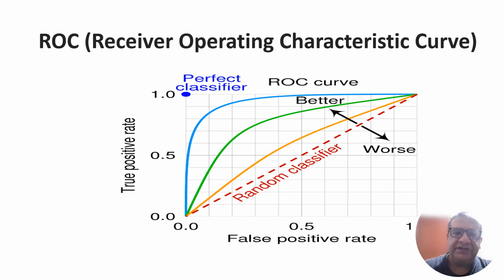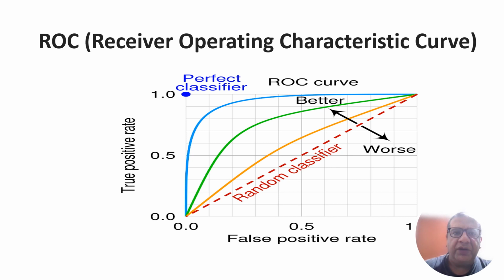ROC is the receiver operating characteristics curve. ROC curve is a graph that shows how well a classification model distinguishes between the two classes, like spam and not spam, at various thresholds. It lets you visualize the model's performance at all possible thresholds, not just a single one.